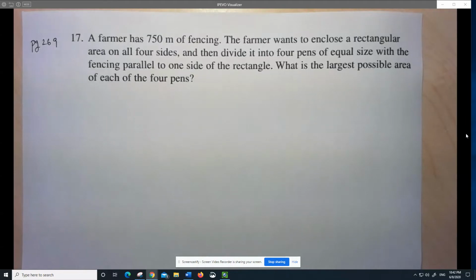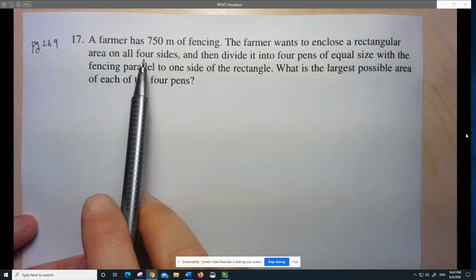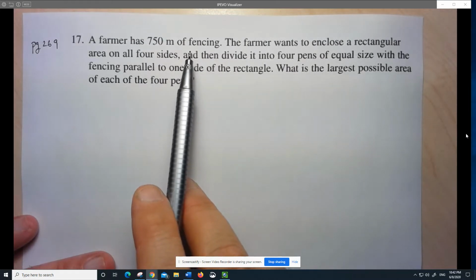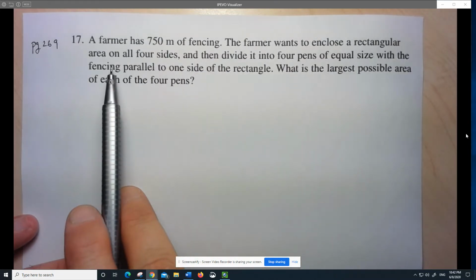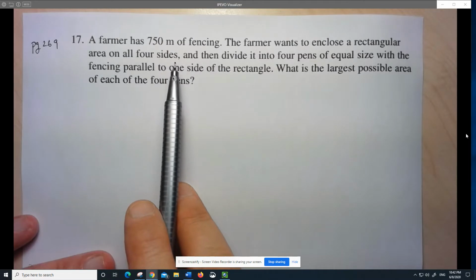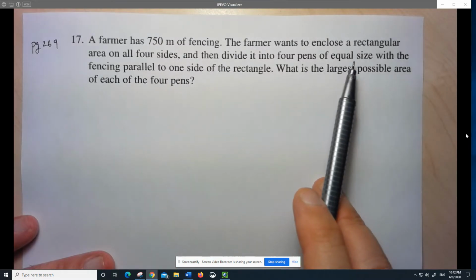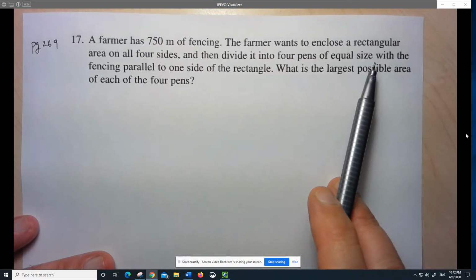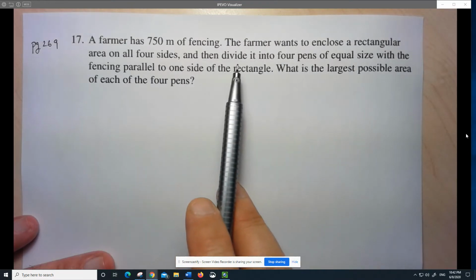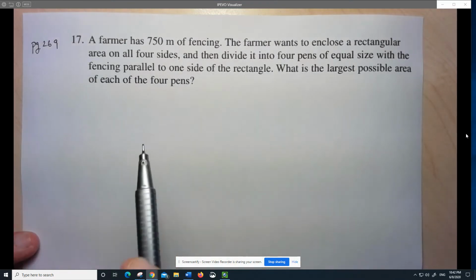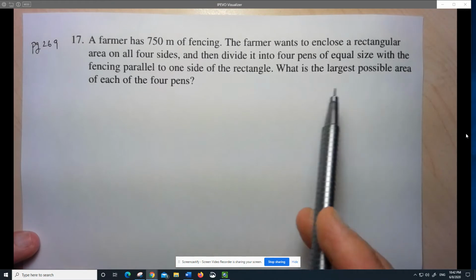Hi folks, we're going to take a look at number 17 on page 269. So here it tells us that a farmer has 750 meters of fencing, so wants to enclose a rectangular area on all four sides and then divide it into 4 pens of equal size with the fencing parallel to one side of the rectangle. Okay, so let's start with a diagram, and then let's see what they're looking for.